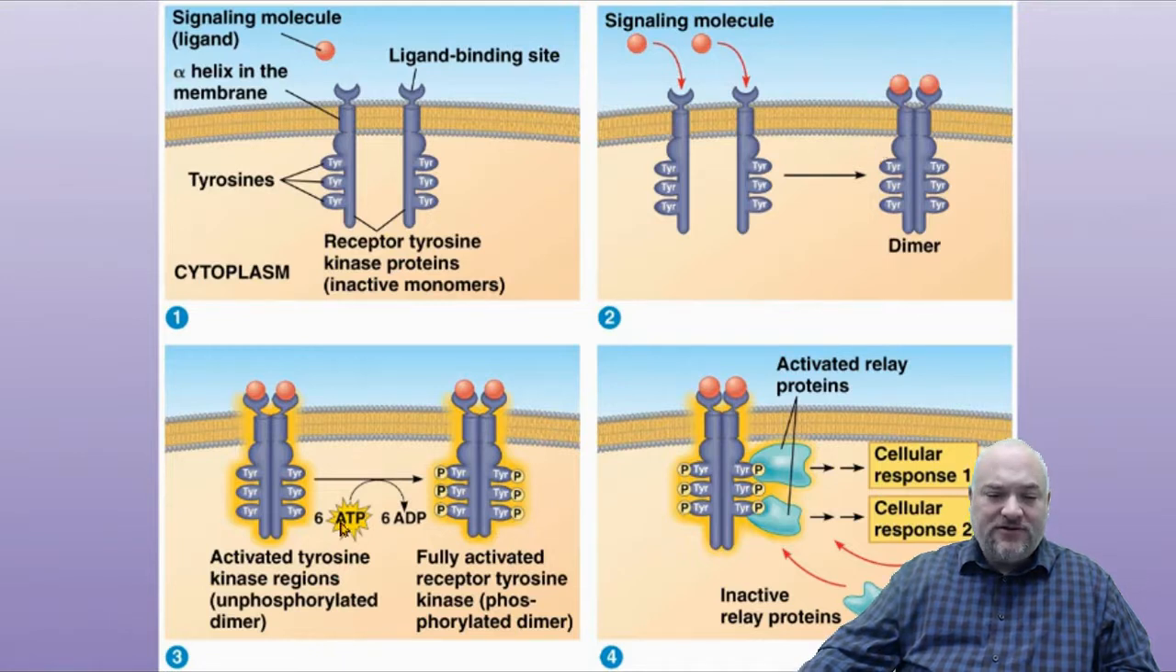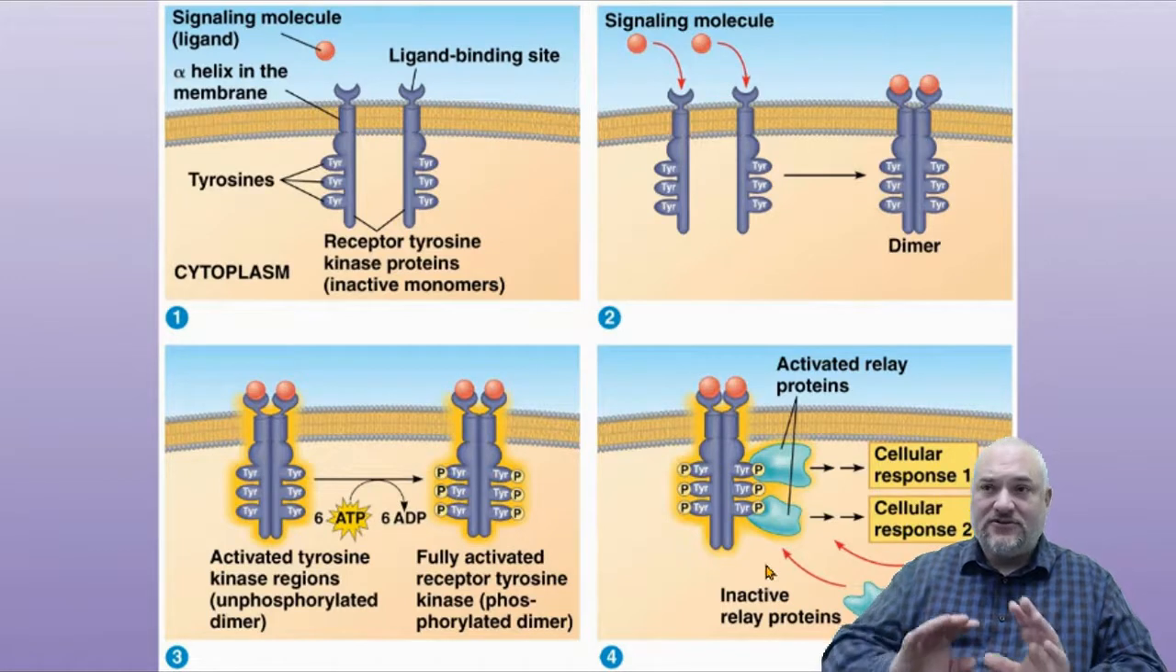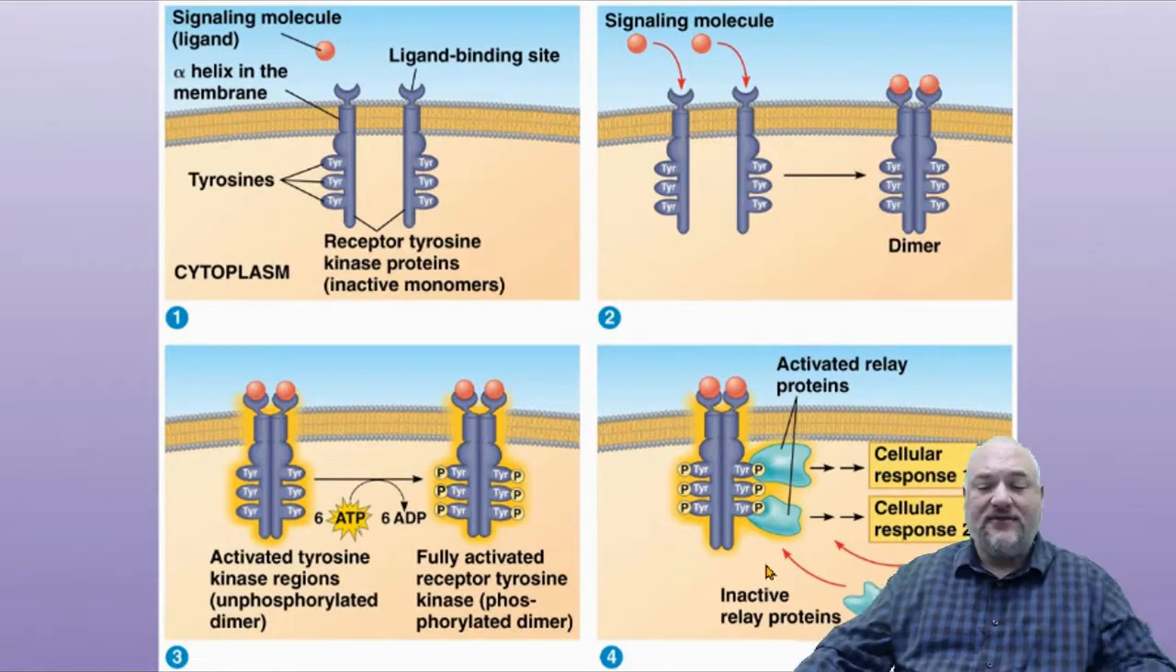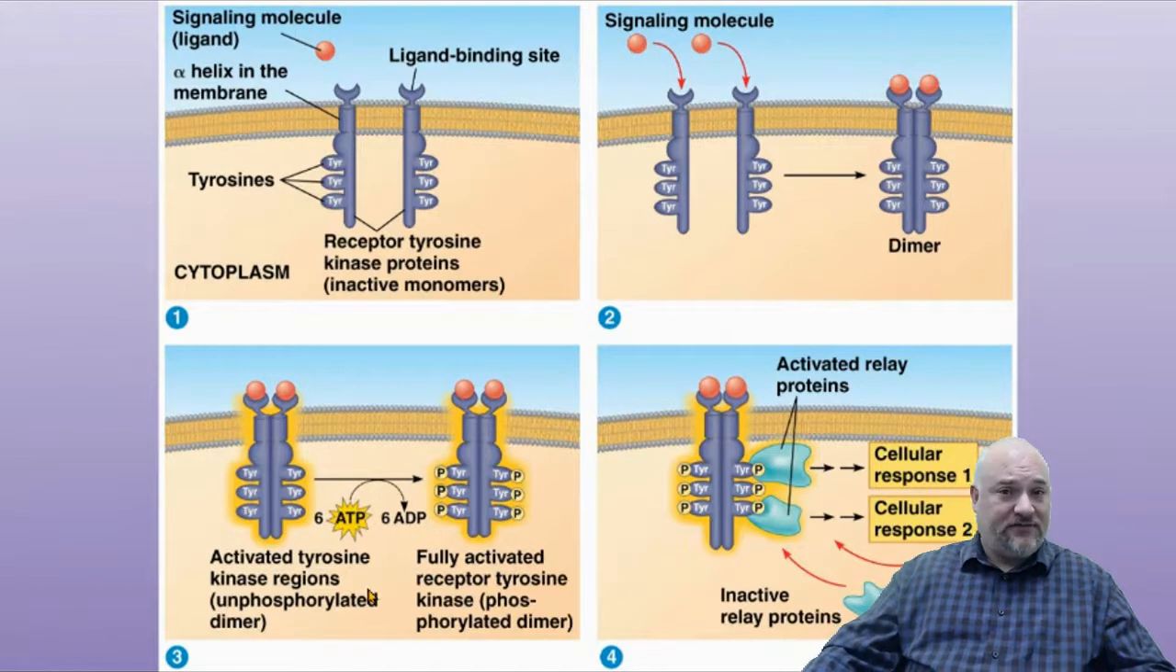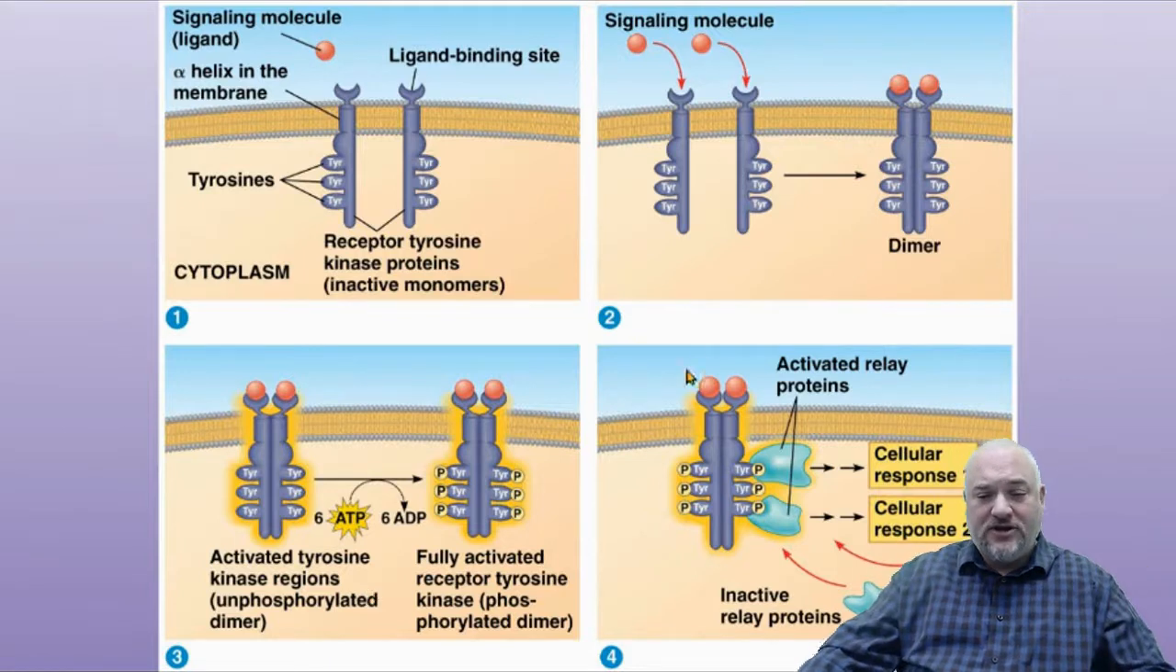That then allows this thing to pull six phosphoruses off of ATP and bind them up to the tyrosines. Now it's in its active state, and it can bind to these activated relay proteins, which are going to then carry signals off to the cell to do something else. And because we have so many of these binding sites, we can actually trigger one or two or three or whatever cellular responses from this one initial binding of ligand up here.